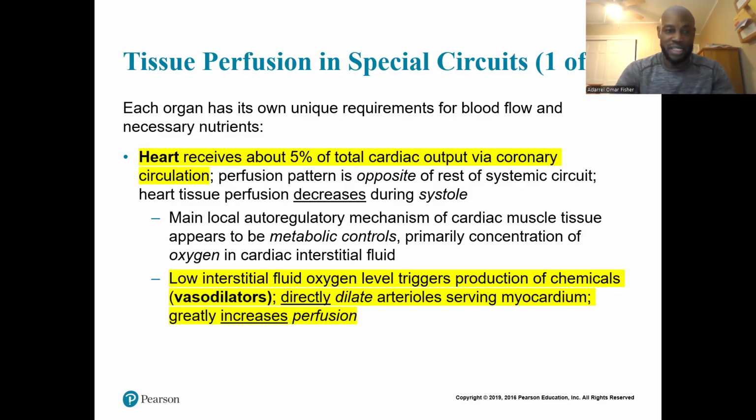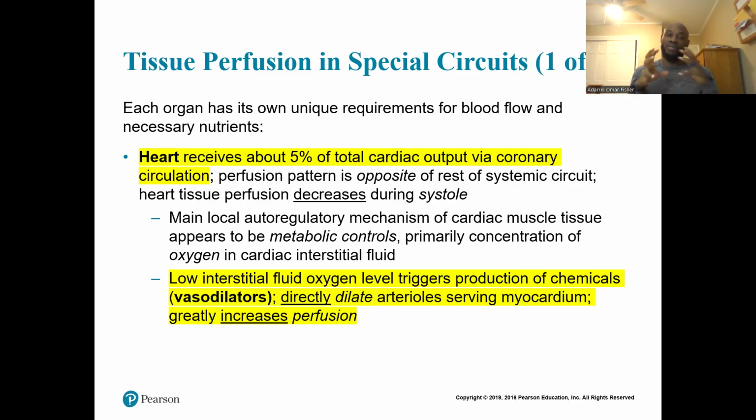There are some special circuits that exist. The heart is special. I heart you. You're special, right? But the heart receives 5% of the total cardiac output. Remember, the heart is only about the size of a fist, like a pound. Yet it receives 5% of the total cardiac output via the coronary circulation, right? Not only does the heart pump blood to the rest of the body, but blood has to come to the heart. So it has its own perfusion pattern, which is opposite of the rest of the systemic circuit.